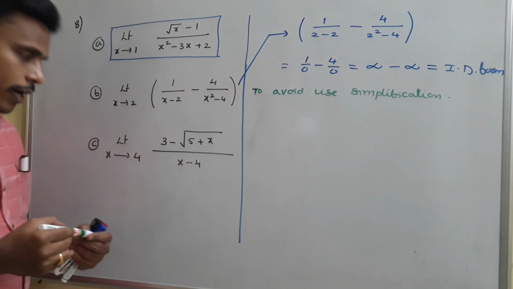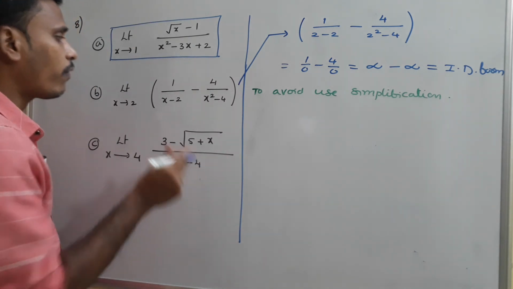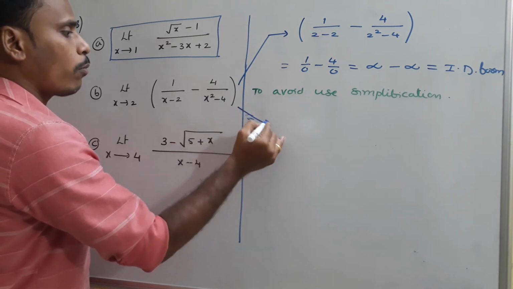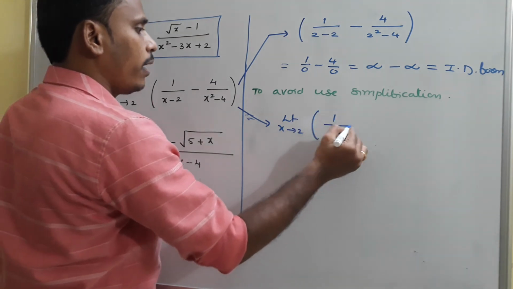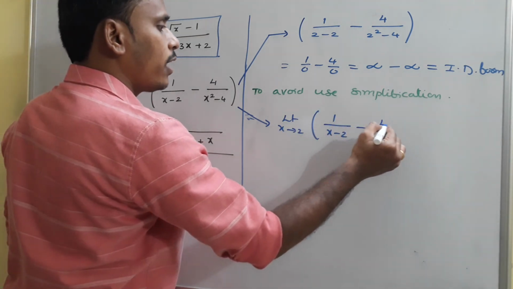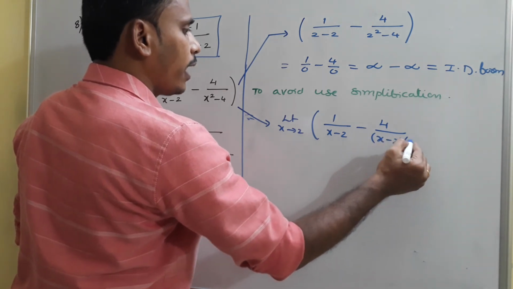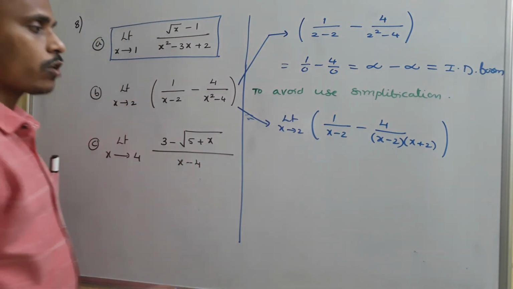Yeah, to avoid this, use simplification. And how can we simplify? Just cancel, right? Then the problem will become: limit x tends to 2, 1 by x minus 2 minus 4 by x square minus 4. Now x square minus 4 is simply nothing but x minus 2 into x plus 2. It's your choice of expressing.